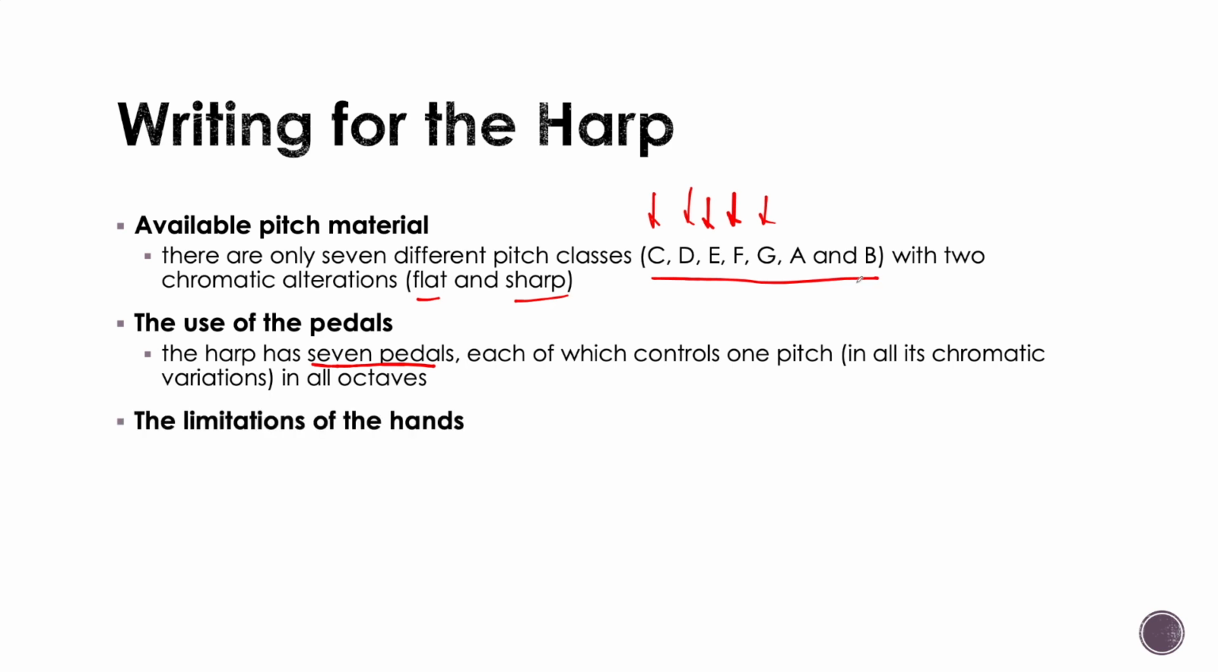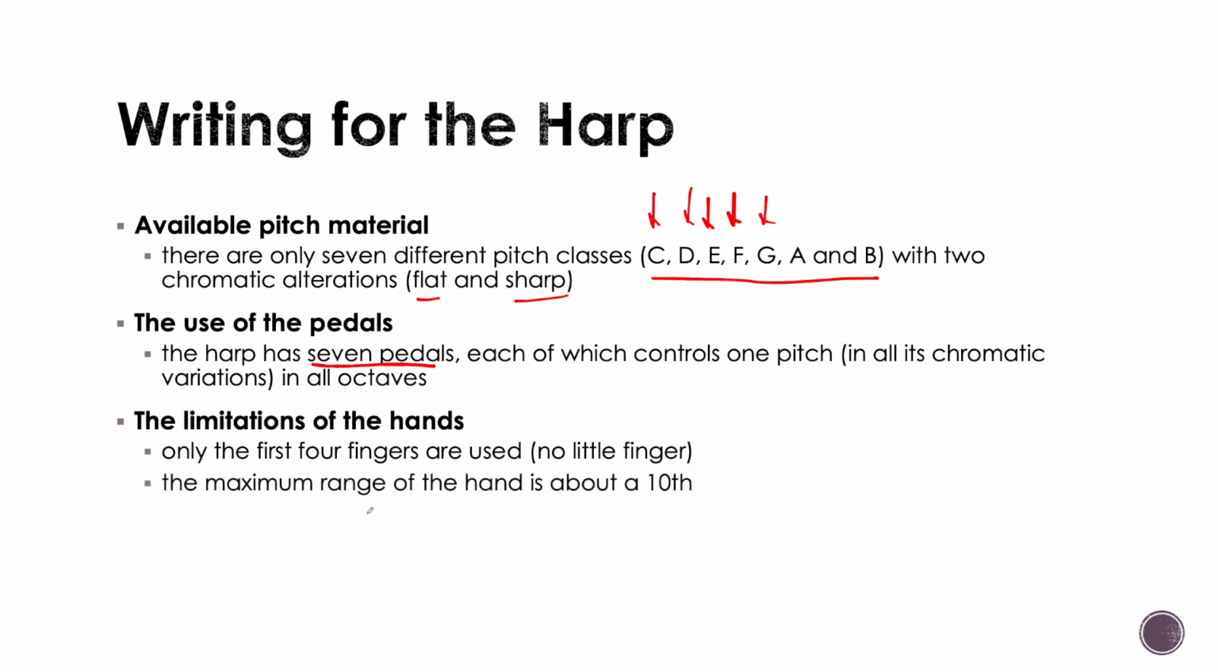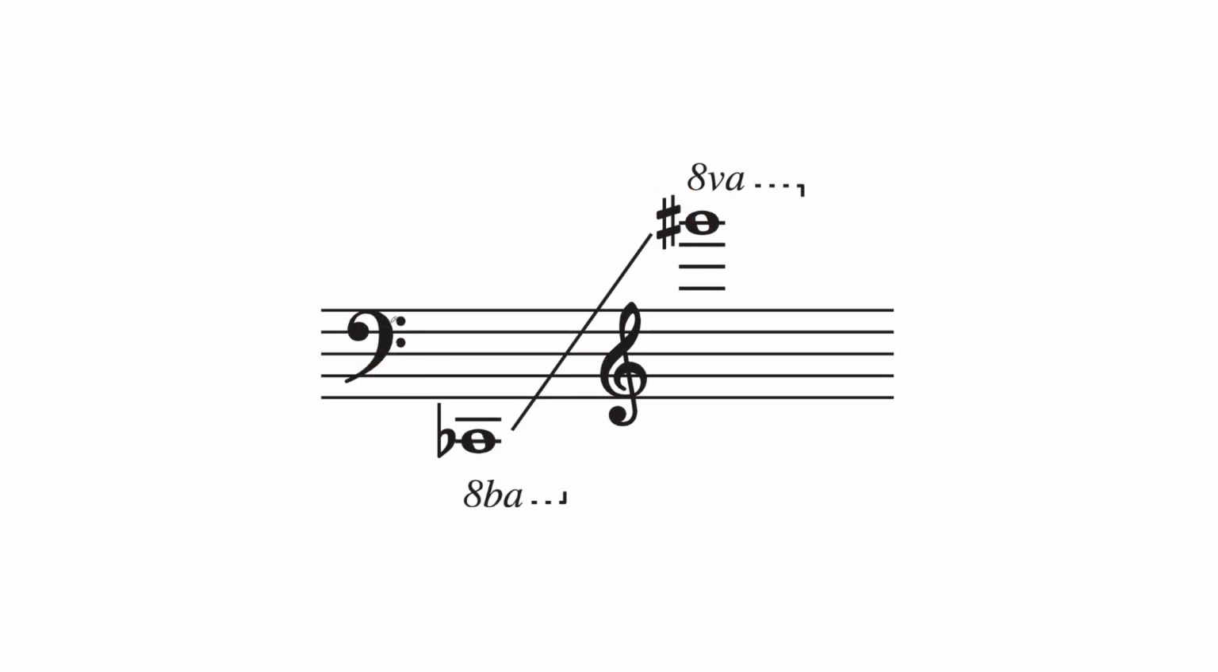And finally, the limitations of the hands. Only the first 4 fingers are used. That means there's no little finger, and the maximum range of the hand is about a tenth. That means the range is a little larger than the range on the piano. The harp has a pretty large range, covering all the pitches from C flat 0 to G sharp 7.